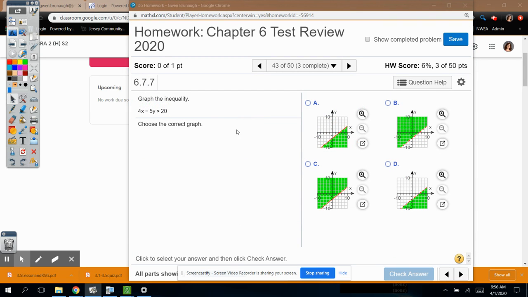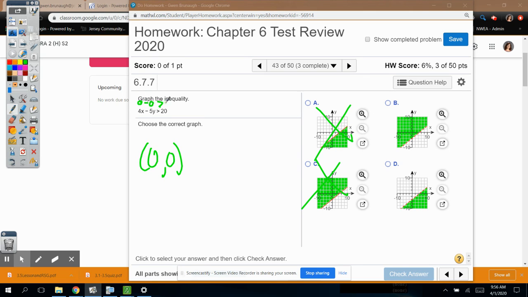Okay, next one here. It's a greater than sign, excuse me. So it will be a dashed line. So A and C are out. The lines are the same. So if you wanted to go straight to a test point here, you could go straight to plugging in 0, 0 instead of getting y by itself. I'll show you how to get y by itself anyway, but you could go straight to 0, 0 because it'd be easy to plug in.